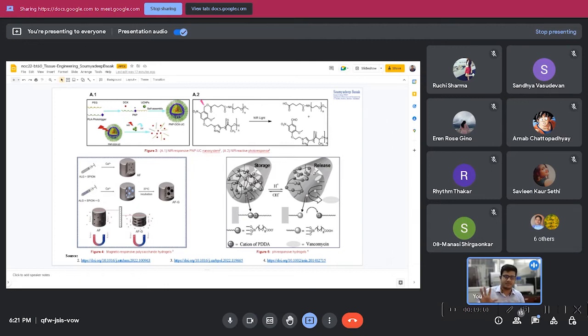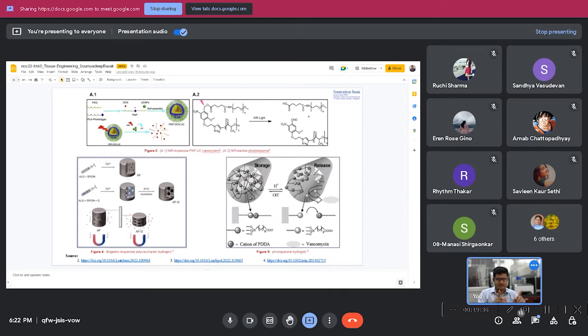It can be either a change in pH, a photostimulus, that is a particular wavelength of light, or a magnetic stimulus or electrical stimulus. Different kinds of stimulus can be used, and depending upon the stimulus, the particular payload delivery is made. So, these kinds of smart material-based delivery systems are currently being employed. For example, I have put here 3, 4 examples.